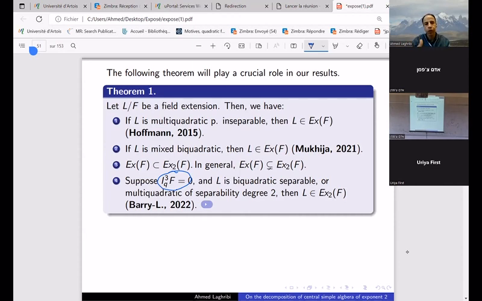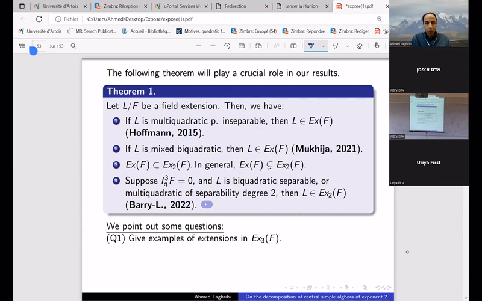When we see all these examples, we can ask some questions. The first question is to give some examples of extensions which are 3-excellent. I didn't think a lot about this problem, but I have no example. More precisely, we would like to know if XF is included in X3F. We don't know.